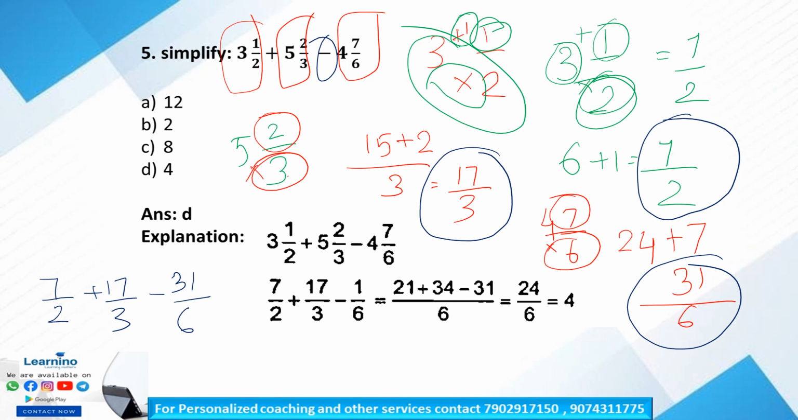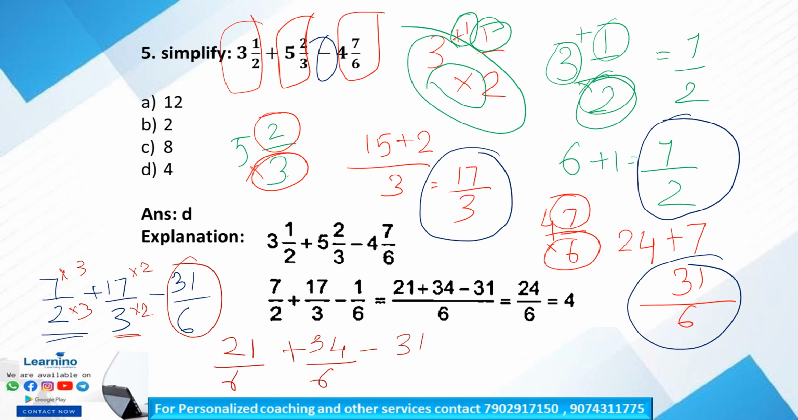In order to make the first fraction's denominator 6, what do we have to do? Multiply by 3. So 2 into 3 is 6, so 7 into 3 we have to do. So 21 by 6 plus, in order to make the second denominator 6, we have to multiply by 2. So 3 into 2 is 6, 17 into 2 is 34. So 34 by 6 minus 31 by 6.